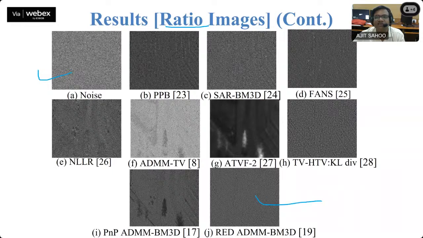Now you see the ratio images in this. In other cases, you can get some edges here, but in this case this result is somewhat close to our ratio noise. You can also still remove some edges here.